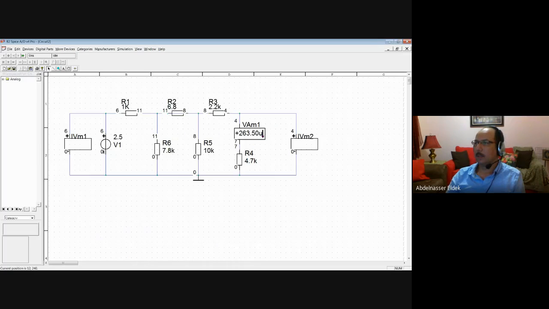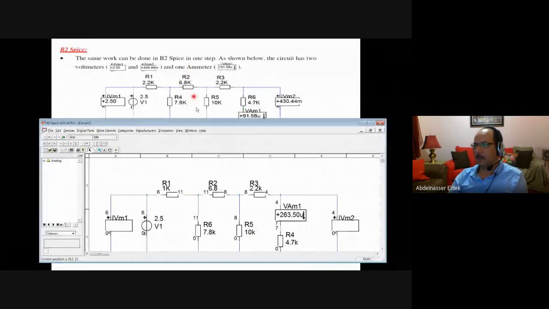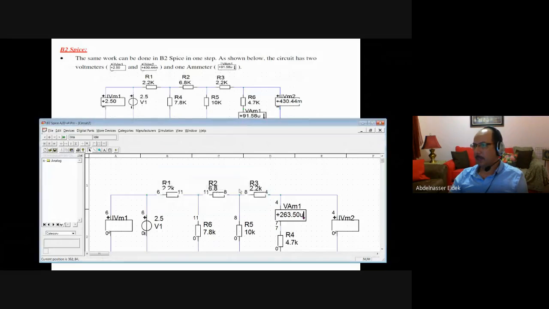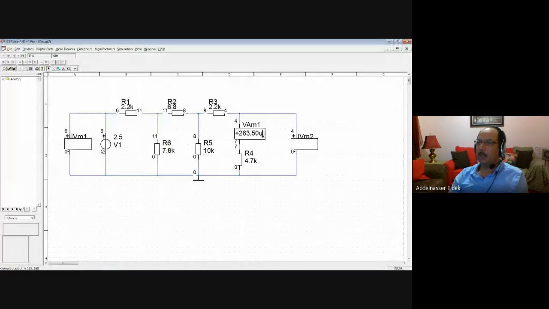B2Spice. So here is the circuit. What we need to do is just connect it like this, like what we did before, and make sure that we have the right values. 1K, this 1K, this is a 2.2K, so this is a 2.2K. 6.8, 2.2, 4.7, 10, 7.8, and the voltage is variable, as I mentioned before. So let us make the voltage 2.5 volt and then run the simulation and look at the result.